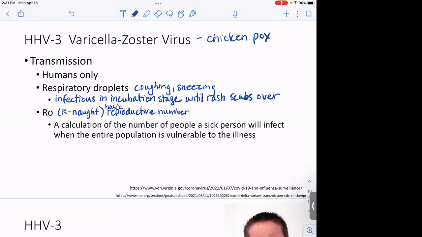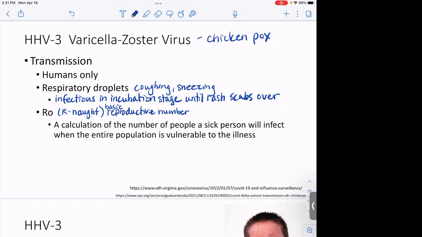Okay, so a little touch of epidemiology here. We can mathematically figure out the basic reproductive number for a virus. That describes approximately how many people one sick individual will infect, assuming the entire population is vulnerable to the illness.